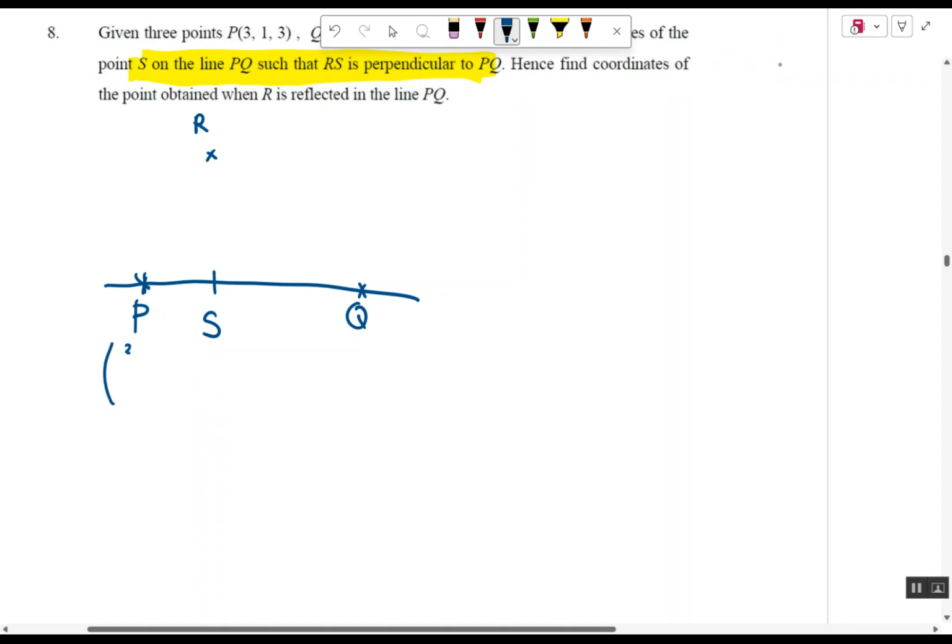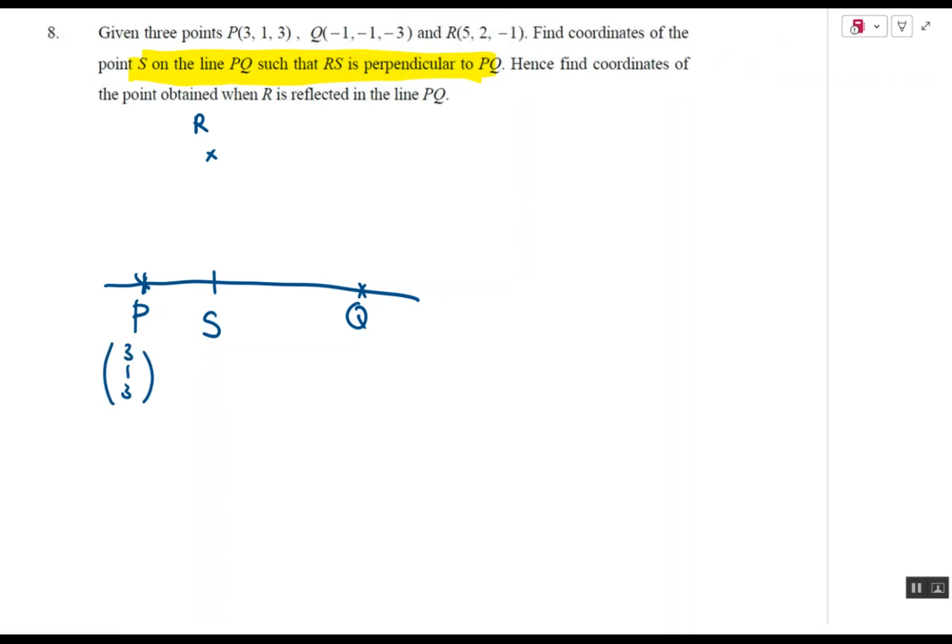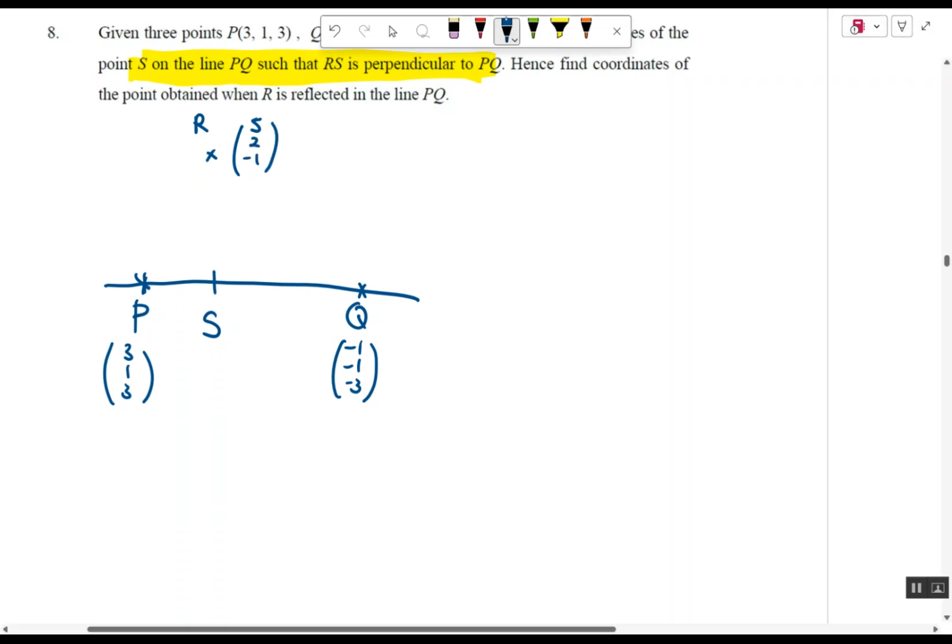We know P is (3, 1, 3). We know Q is (-1, -1, -3). We also know that R is (5, 2, -1). So in a way, you can already see that the triangle could be drawn this way.